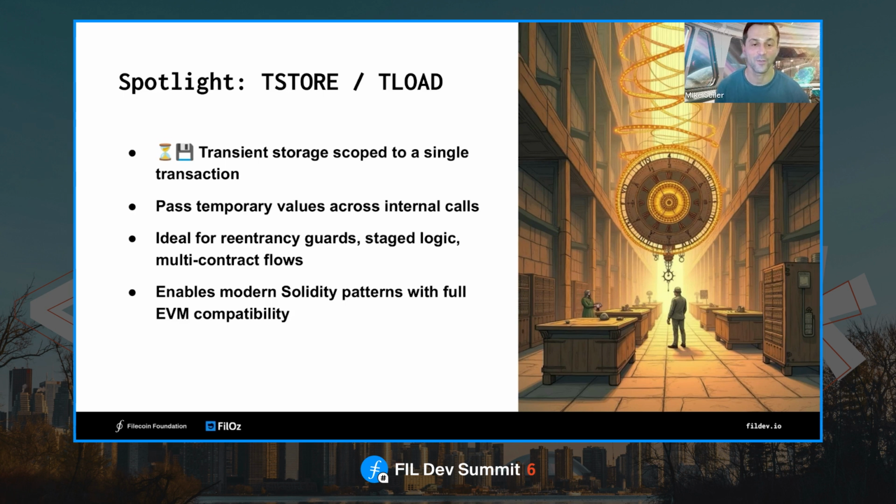For things like reentrancy guards or passing temporary data between internal calls. Before EIP 1153, you could try using regular storage or just hope memory variables do the job. Now you have a built-in way to do it cleanly. And FEVM supports this today. If your contract uses transient storage patterns, they'll run on Filecoin's FEVM just like they do on Ethereum. No changes needed.